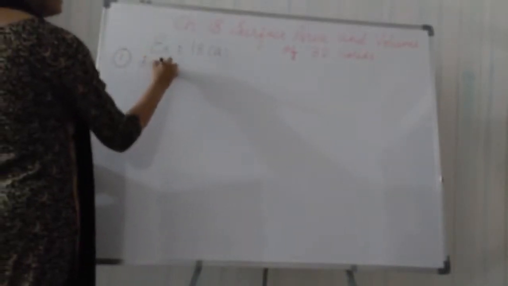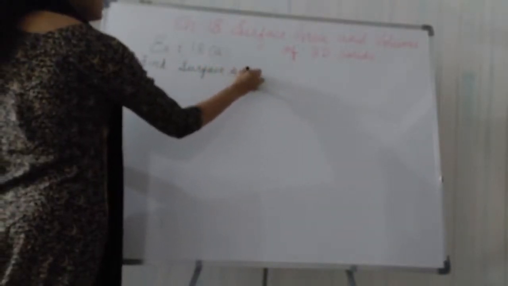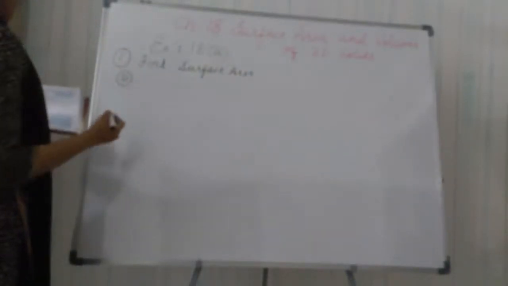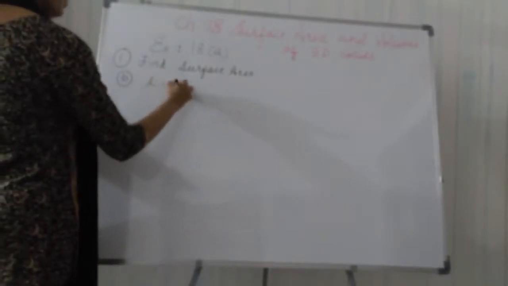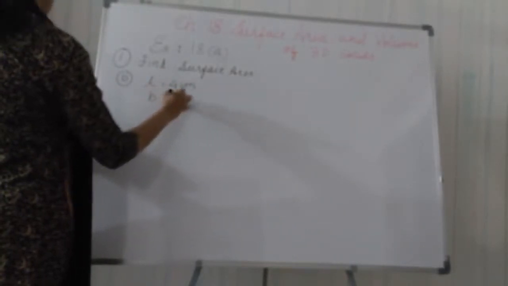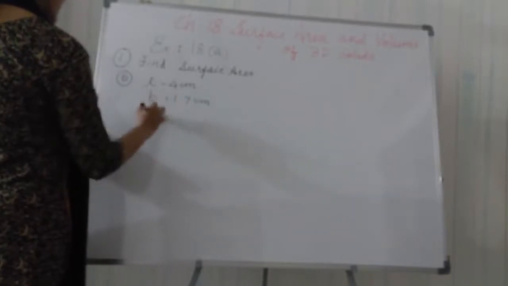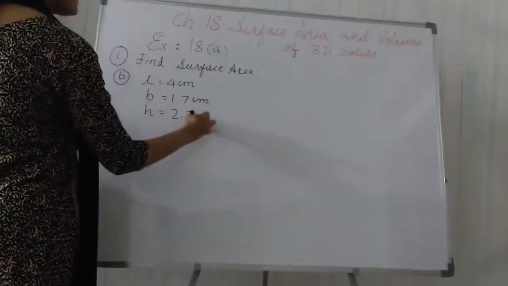So now let us start with our exercise 18A. In the first question, students, you have to find the surface area of the cuboids. Dimensions are already given to you. So writing here, find the surface area. I will take the B part of it, A and B, 2 questions. We are given length 4 cm, breadth 1.7 cm and height 2.3 centimeters.